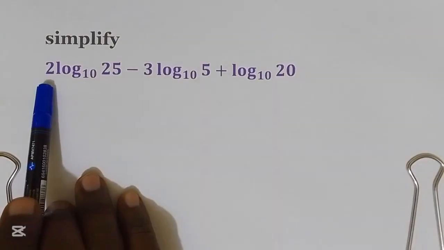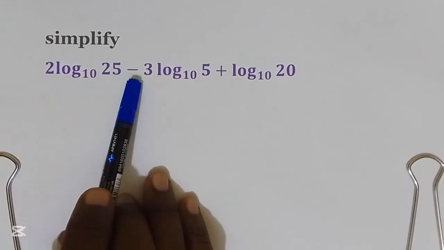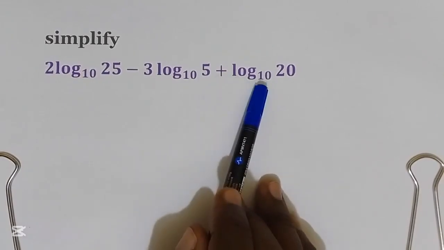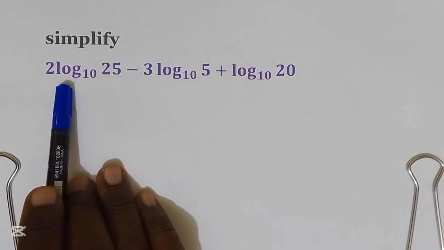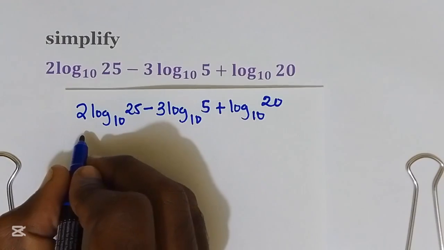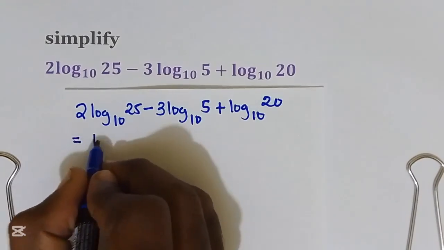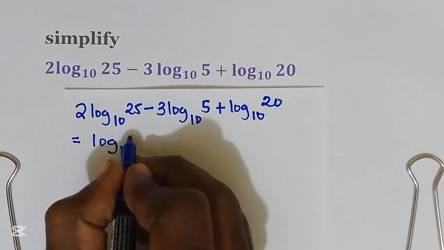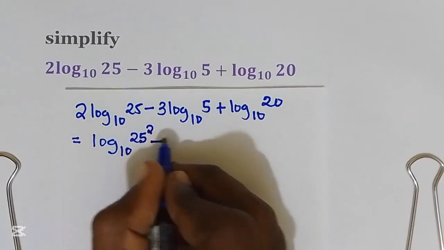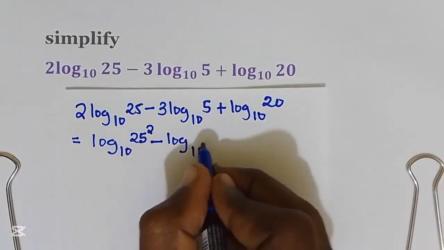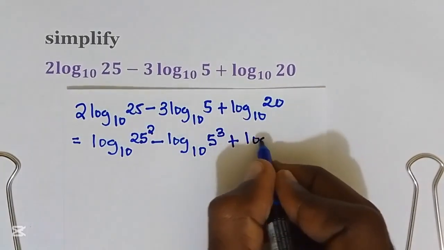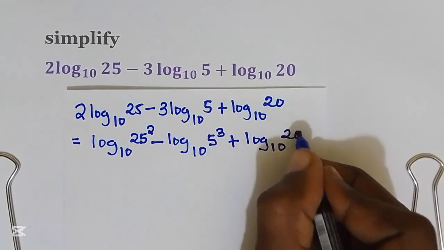They have given us 2 log base 10 of 25 minus 3 log base 10 of 5 plus log base 10 of 20. The first step that we are going to do is return this power back and this power back. That will be equal to log base 10 of 25 to the power 2, minus log base 10 of 5 to the power 3, plus log base 10 of 20.